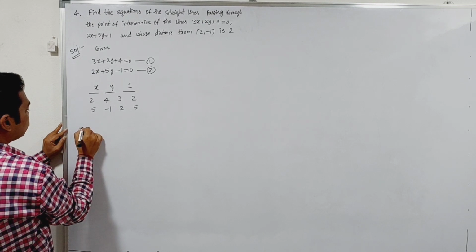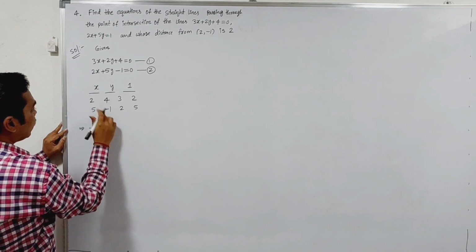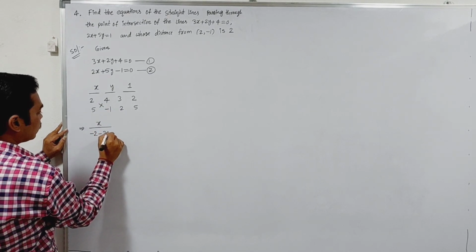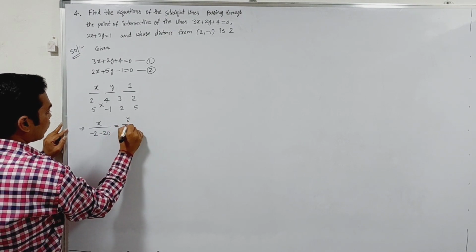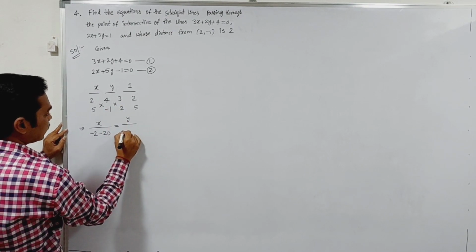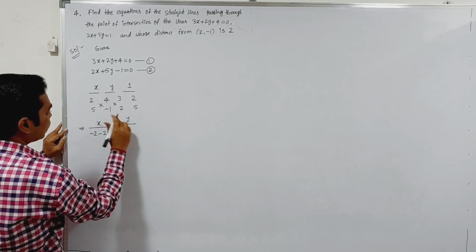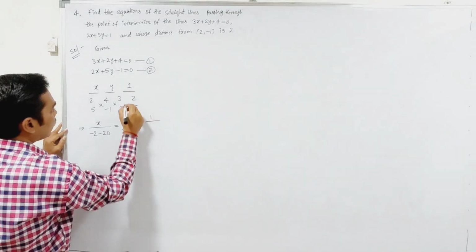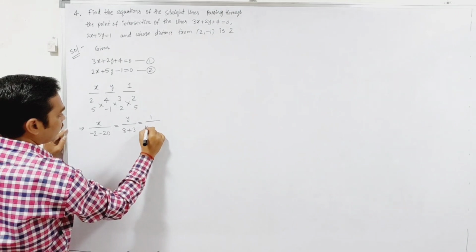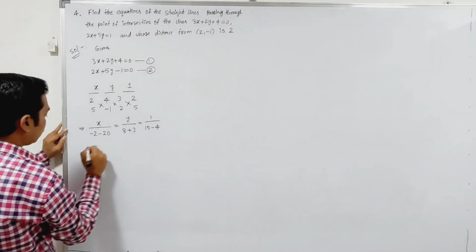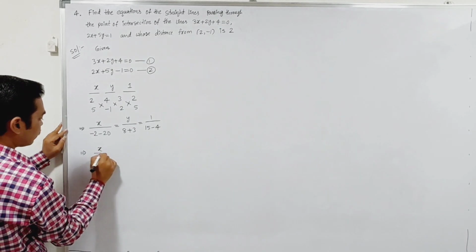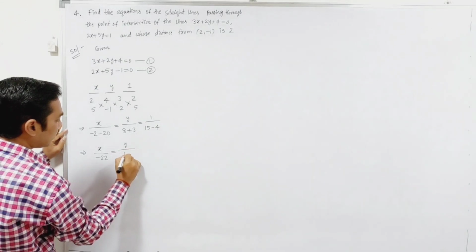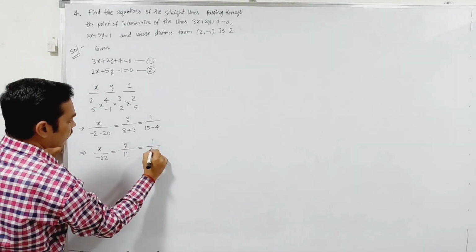Now simplify this equation. X by AD minus BC, that is minus 2 minus 20, equal to y by, here also AD minus BC, 8, 4 into 2 is 8, minus of minus 3, that is plus 3, equal to 1 by AD minus BC, here 15 minus 4. From this above equation, x by minus 22 equal to y by 11 equal to 1 by 11.